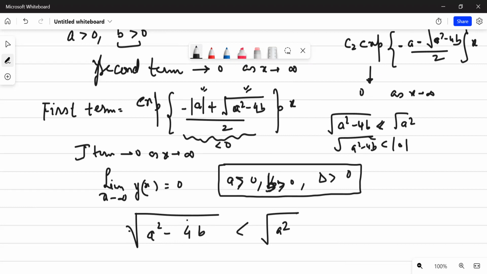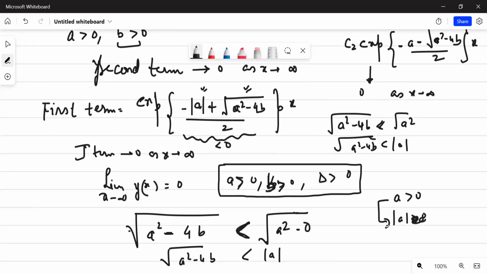If b is greater than 0, this is a negative term, like negative, समझ लो 4b is positive, a square में कोई चीज घट रही है. If you're subtracting something from a square, obviously this will be less than root over a square, or you can write a square minus 0. Is that clear? I'm not subtracting anything from here. I'm subtracting a positive thing from here. So obviously this side will be heavier. So I'll write that modulus of a would be greater than root over a square minus 4b. I have been given that a is positive. So whether I write a or modulus of a, they are one and the same thing. So instead of a, I'll write modulus of a.